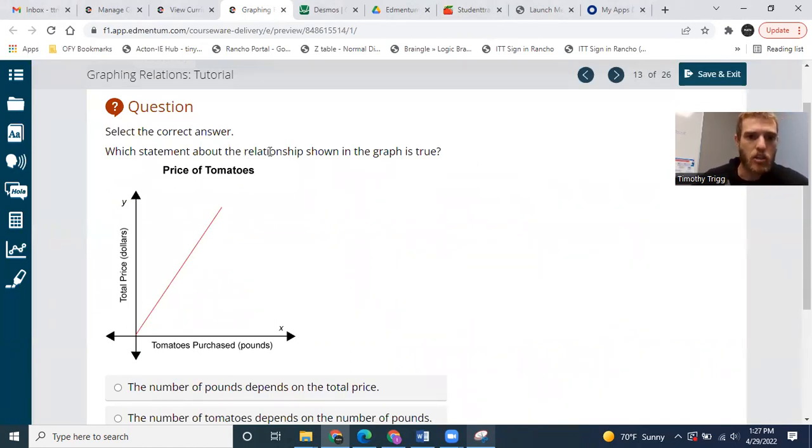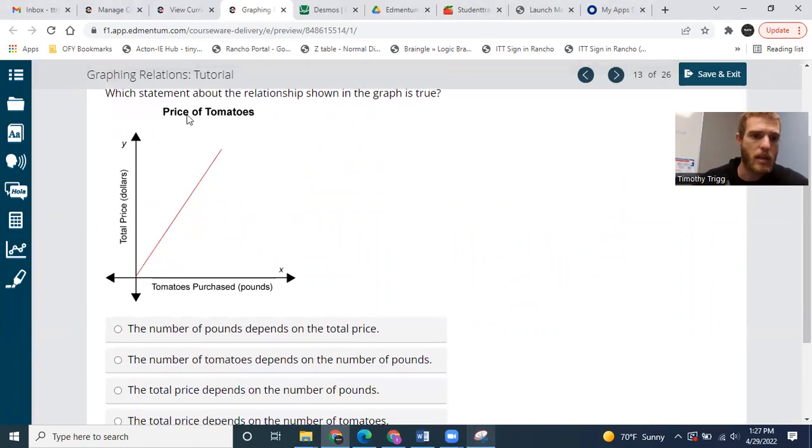Which statement about the relationship shown in the graph is true? So you can see this is price of tomatoes. Okay, so you can see here the y-axis, that's the vertical axis, is total price in dollars. So you can see the price is going up as we go. Then it says the tomatoes purchased in pounds. So the more pounds of tomatoes you buy, the more the price increases. Well, that makes sense, right? If you buy more tomatoes, it's going to cost you more money.